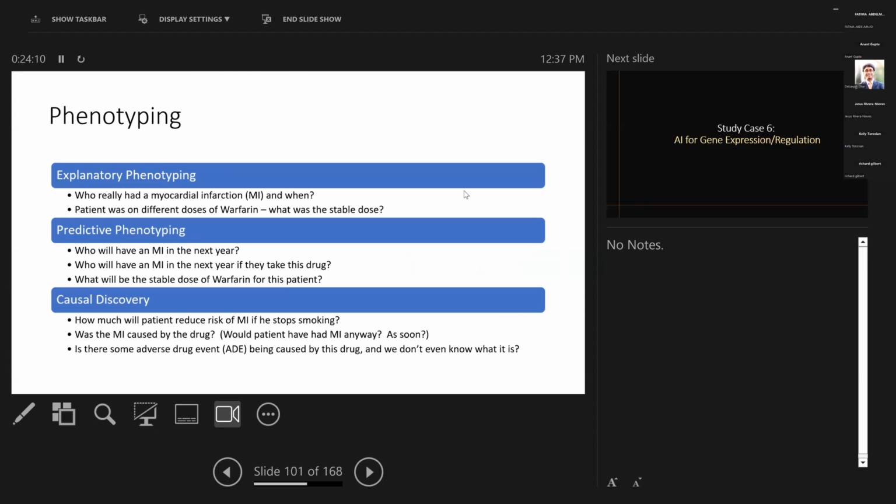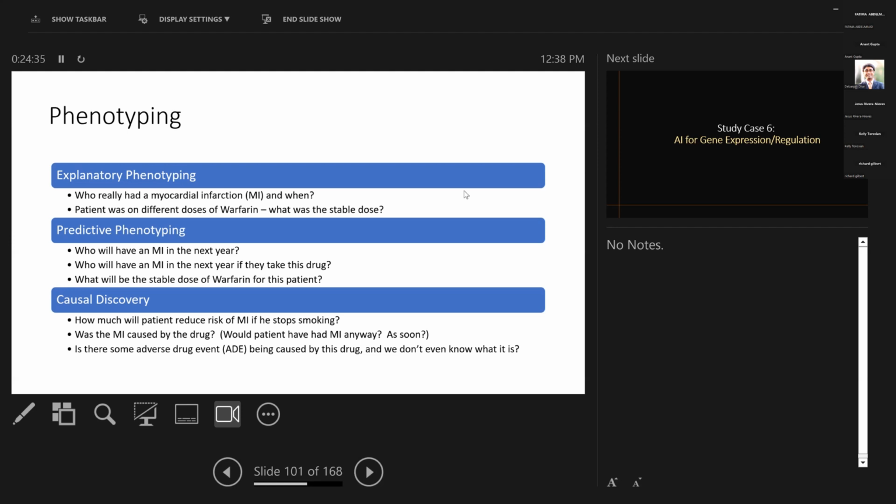So the questions could be explanatory, predictive, or causal. Explanatory is who really had a heart attack and when? Was the patient, let's say, on different doses of warfarin? Were the doses stable? Or it could be predictive. Who will have a heart attack in the next year? Who will have a heart attack if they take the drug? Or it could be causal. How much will the patient reduce the risk of heart attack if he stops smoking?